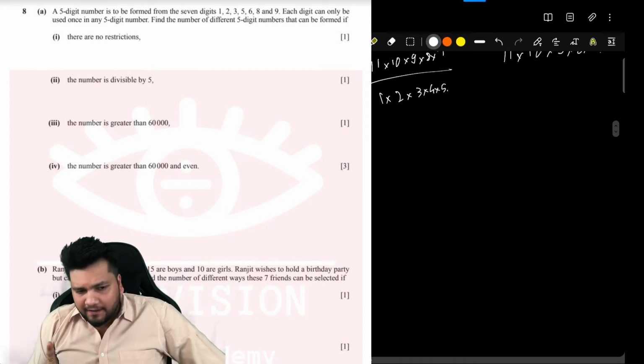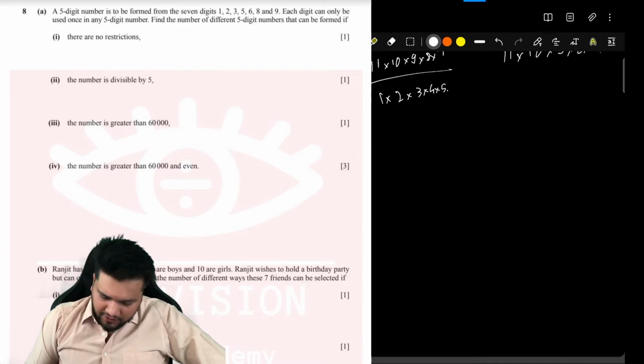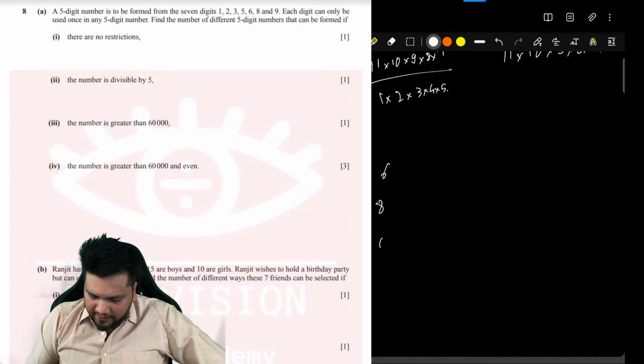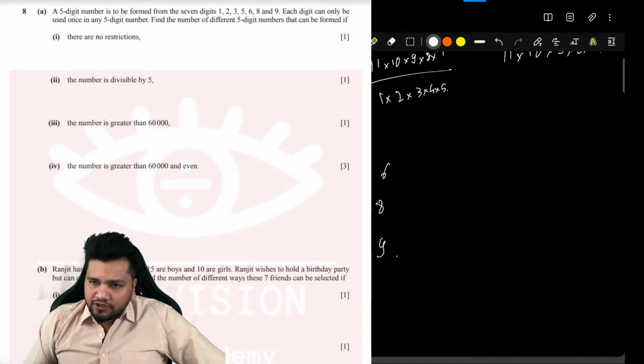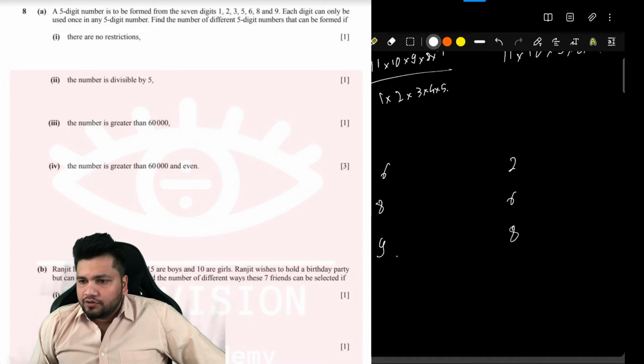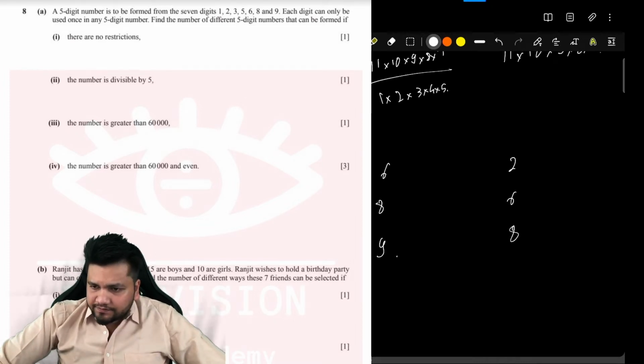Now see, I'll tell you two techniques to do this. We want a number greater than 60,000, so it must start with 6, 8 or 9, and even, so it should end with 2, 6 or 8. So there are a couple of conditions which we are making out of it.